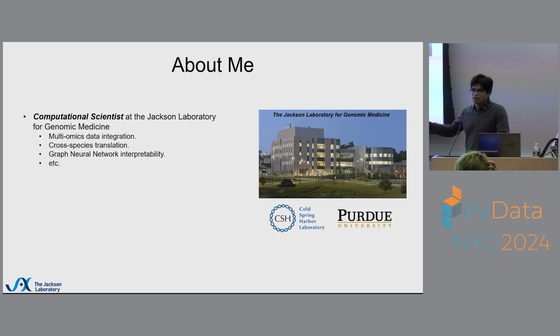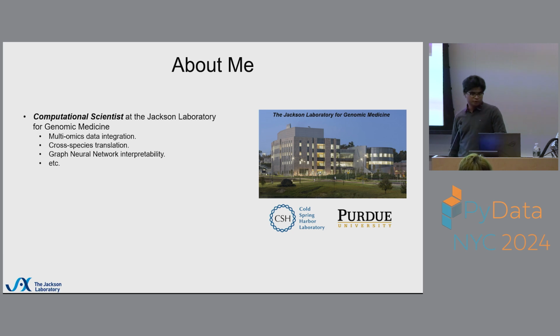So just a quick background about me. Like I said, I am a computational scientist at the Jackson Laboratory for Genomic Medicine. We're based in Farmington, Connecticut. We work on a number of different biomedical data science problems, including multi-modal data fusion, such as multi-omics data integration, also translational research between model organisms and humans. I personally work on fundamental computational problems such as the interpretability of graph neural networks. We also look into drug discovery and variant effect prediction, and various other types of biomedical problems.